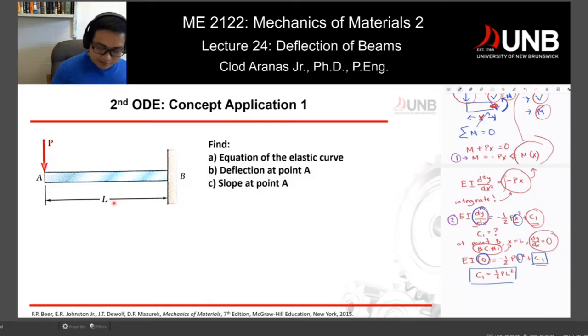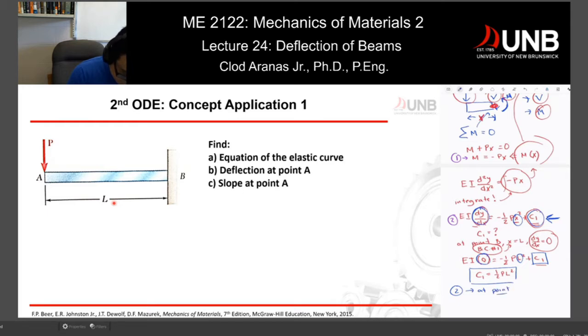Okay, any questions? So now we have C1 equal to 1/2 PL squared. If we go back to equation number 2, we know what C1 is, and we have a slope dy over dx. So looking at equation number 2, we have a value for C1. With dy over dx, we can get the slope of our beam at point A.